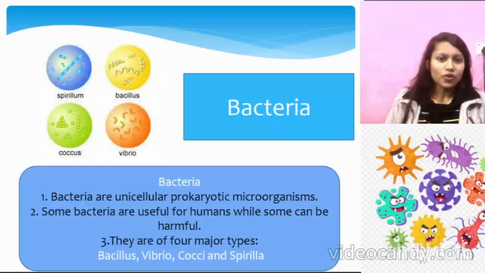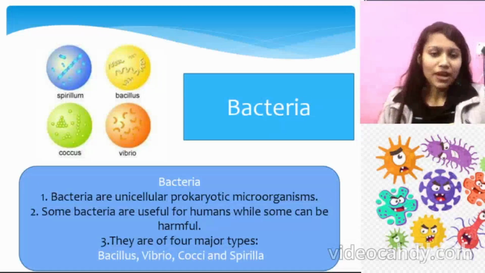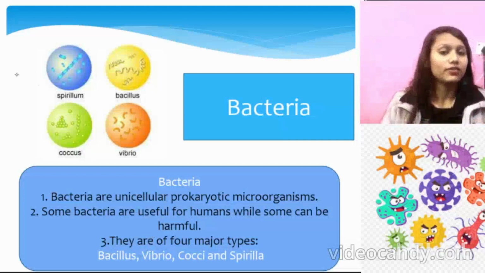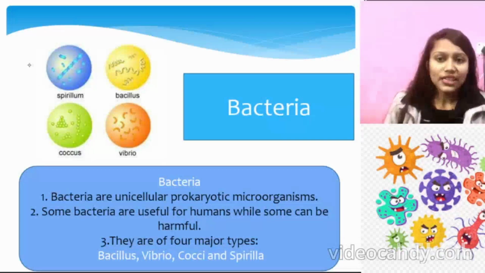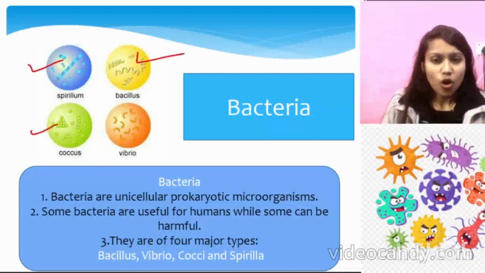Now, first of all, talking about bacteria. Bacteria are very primitive organisms. Primitive means they are very simple. But they come in various sizes, various shapes. Like you can see in the image, this is spirillum. This is a spiral shaped bacteria. Then there is bacillus, and then coccus and vibrio.